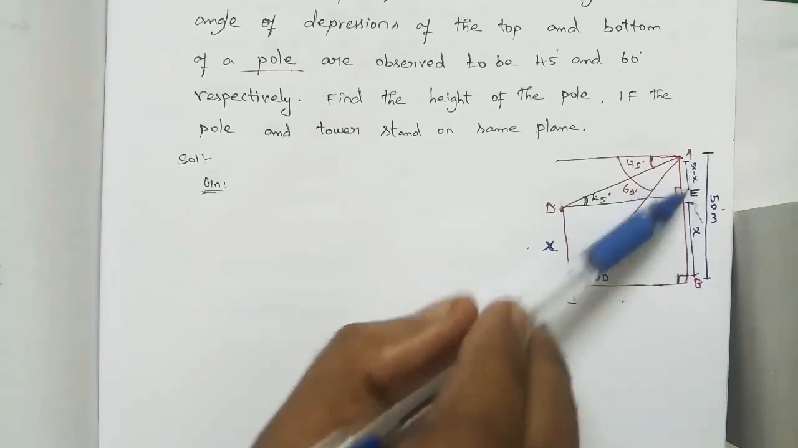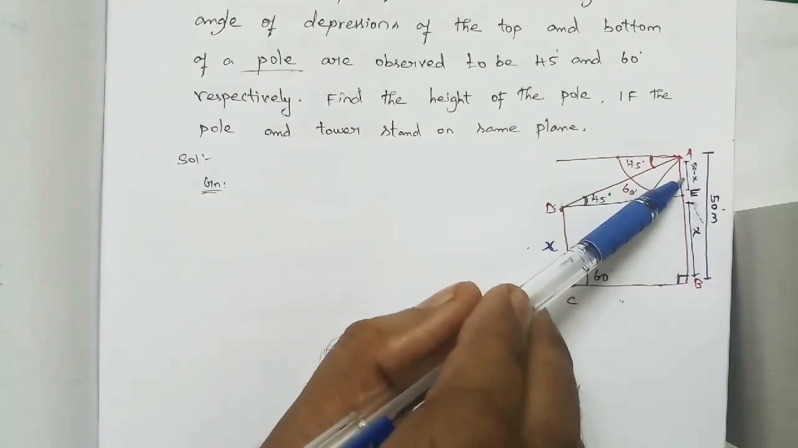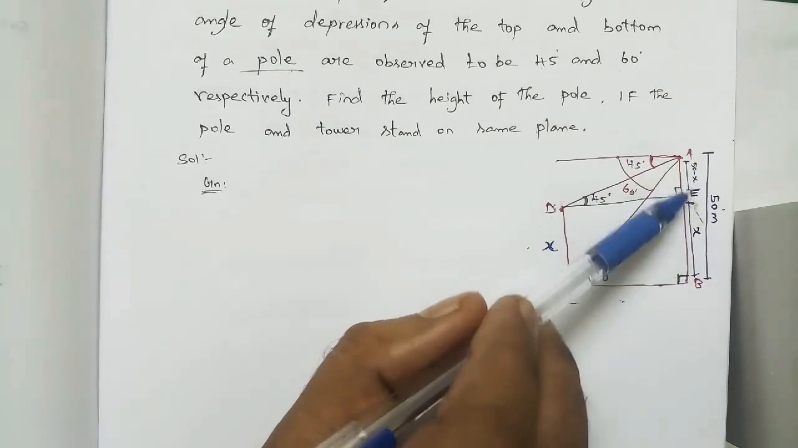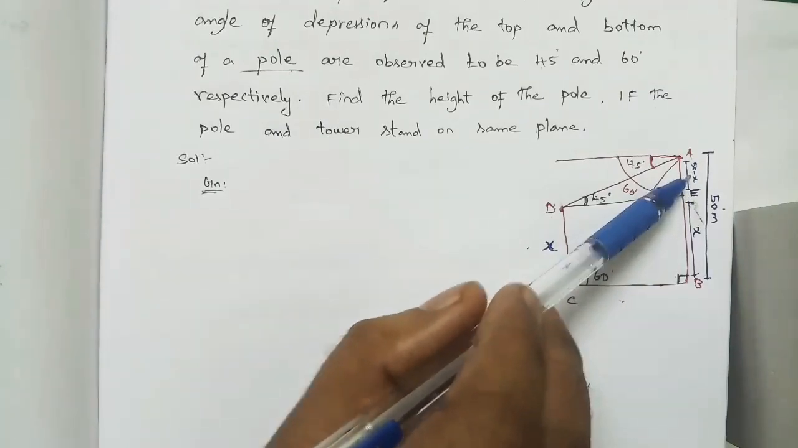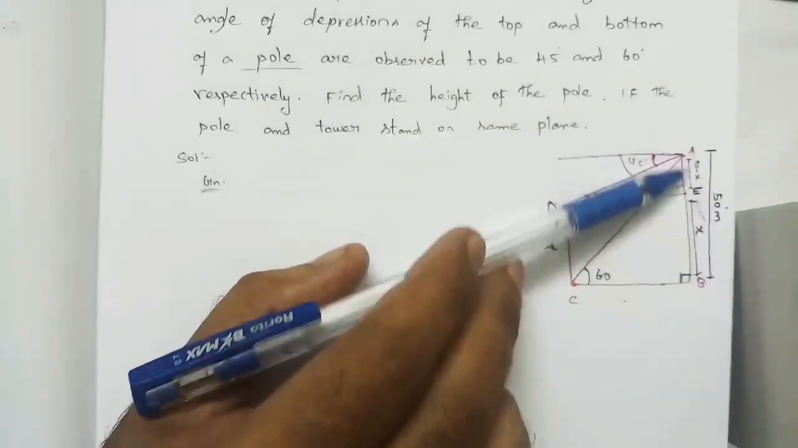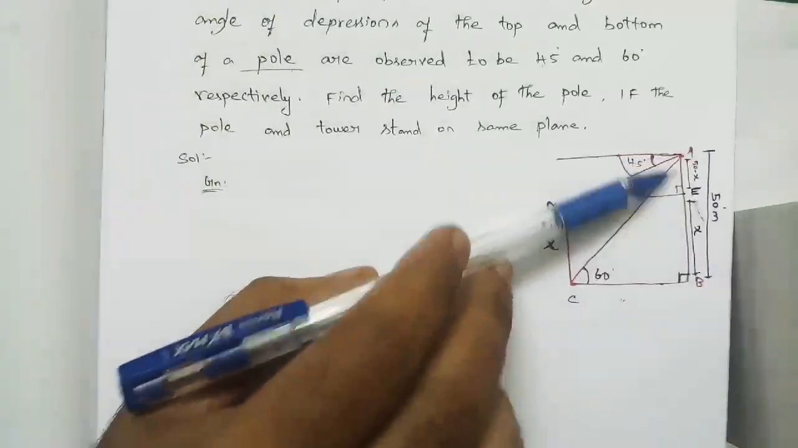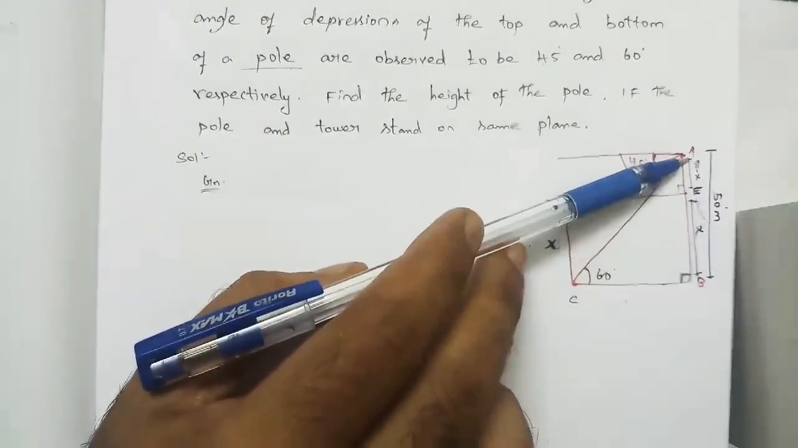50 minus AE is nothing but x, and we need x only. So 50 minus AE equals x. So we need the value of AE.